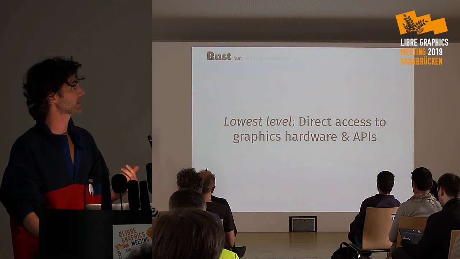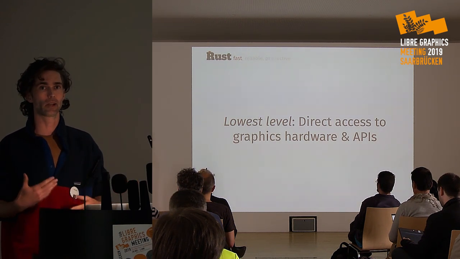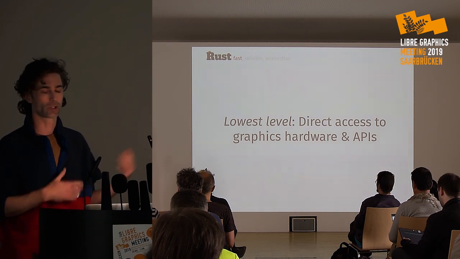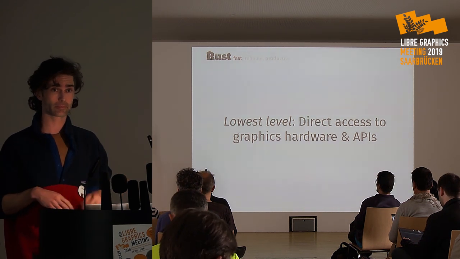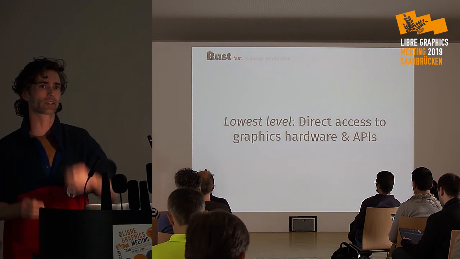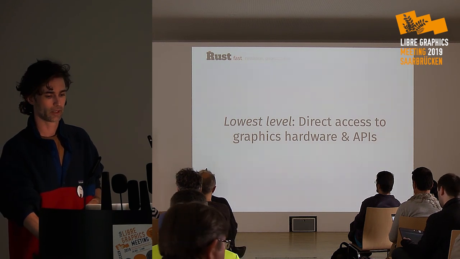Rust is also fast in the sense that it gives you really direct C-level access to hardware, to system-level APIs. This is in contrast with something like Go or Java, where you have mediating layers that are trying to provide access to those services for you.